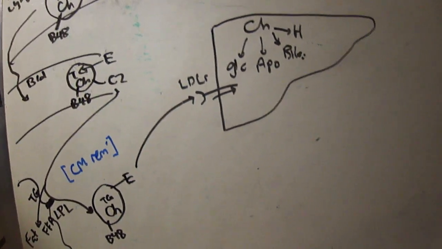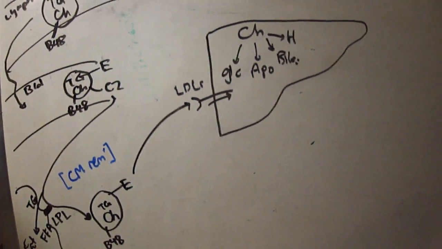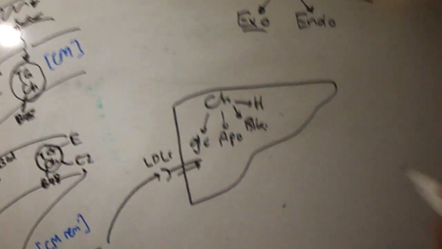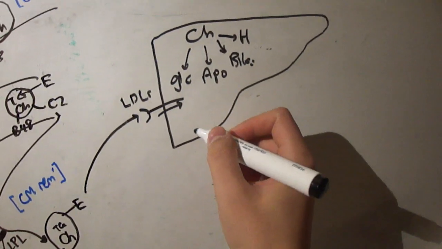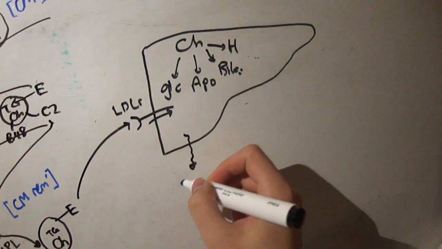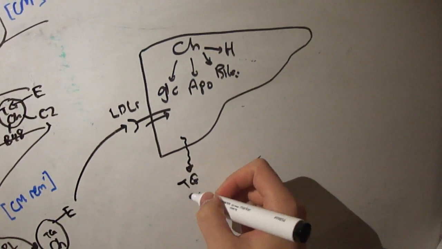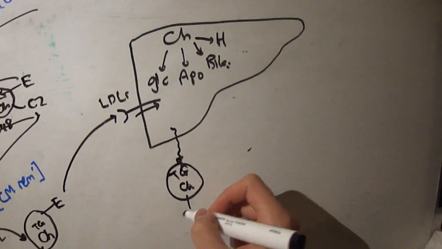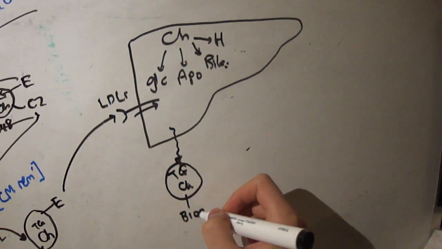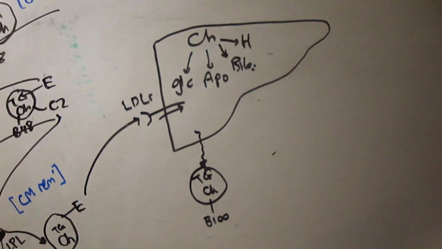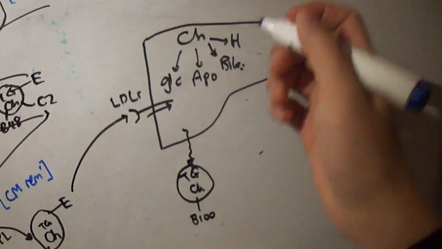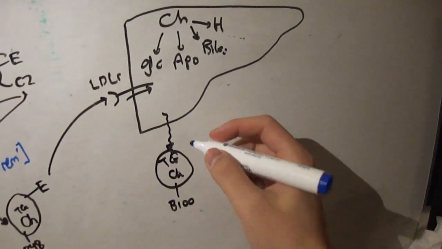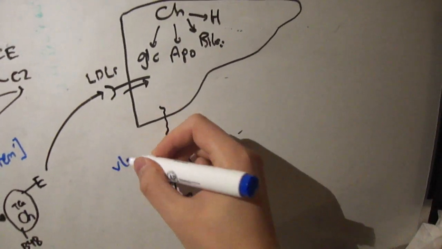Now we're going to move on to the endogenous pathway. The endogenous pathway starts with the liver making its own fat particles. This fat particle has a B100 apolipoprotein. This first fat particle that comes out of the liver is called a VLDL.